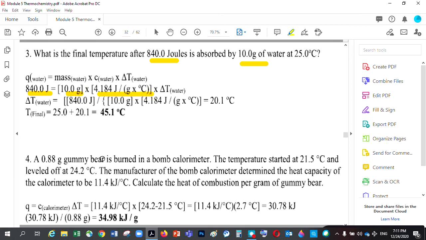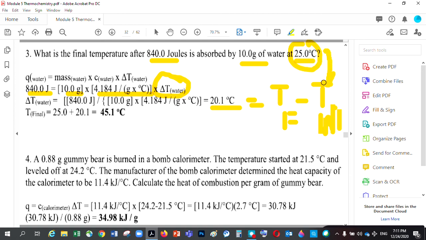Its specific heat is here. Delta T of H2O, we have to calculate it first, which is T final minus T initial, correct? And this is our T initial, 25. So the whole thing came out to be 21, which equals T final minus T initial. So for T final, you have to move this one to the other side. Here it is, and the answer is 45.1 degrees Celsius.